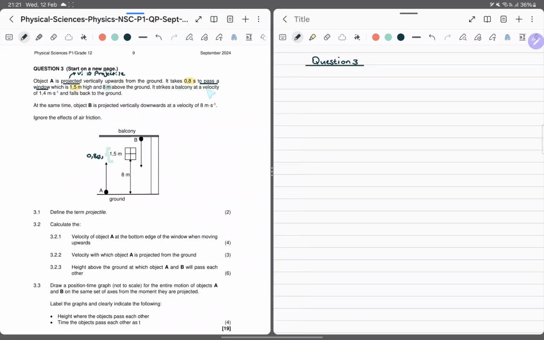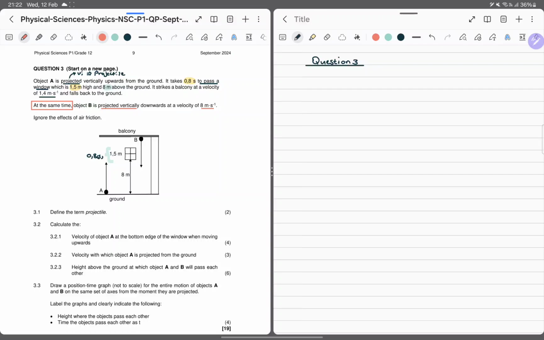It strikes a balcony at a velocity of 4 meters per second and falls back to the ground. Now, at the same time, object B is projected vertically downwards. Again, it's a projectile at the velocity of 8 meters per second. Of course, that's downward.